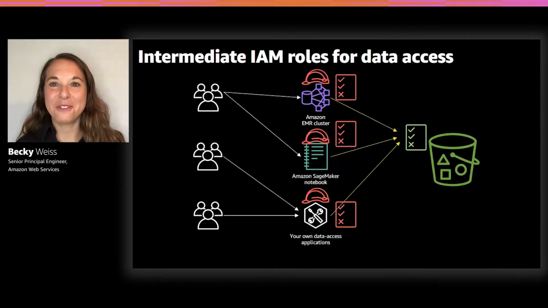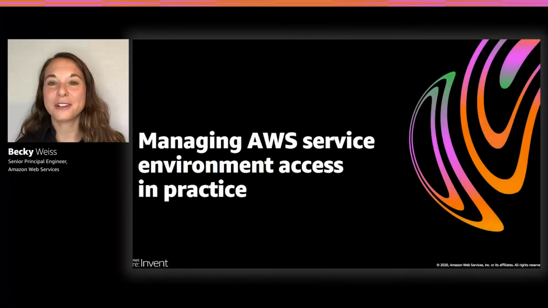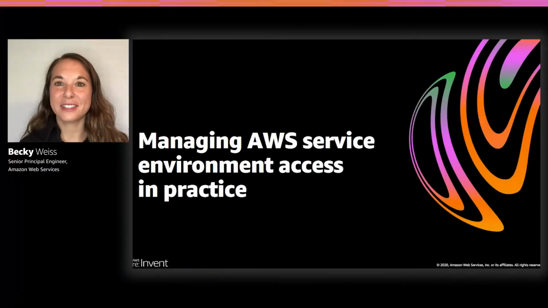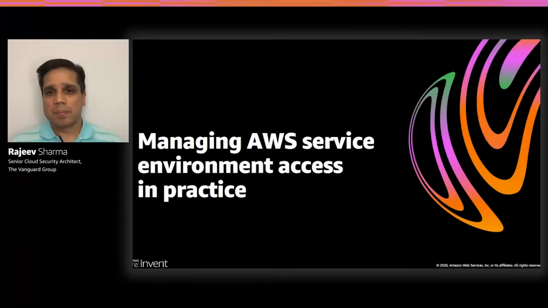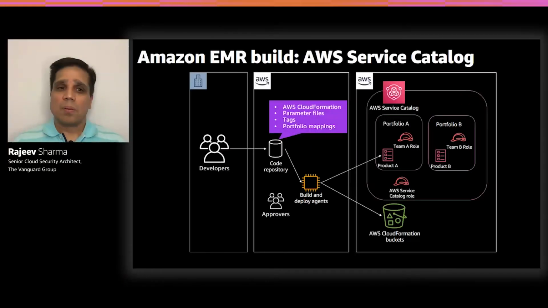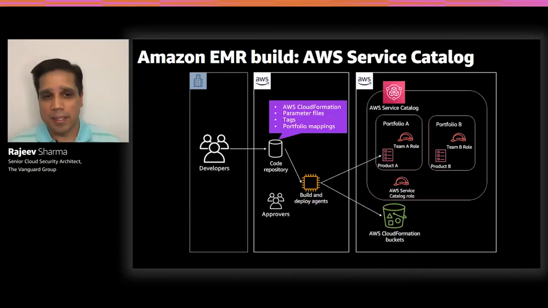We're going to hear from Raj about how the Vanguard Group sets up their EMR clusters taking into account these security and access patterns. So how do we in practice manage the AWS service environment when it comes to the EMR service? We have a development team that creates these EMR service catalog items. They'll create the catalog item using CloudFormation and parameter files and various tags and add them to the code repository where an approver can take a look at these and ensure that the roles and the permissions are set correctly. Once they pass the checks, the build and deploy agents will go ahead and deploy the portfolio and the product into the service catalog.